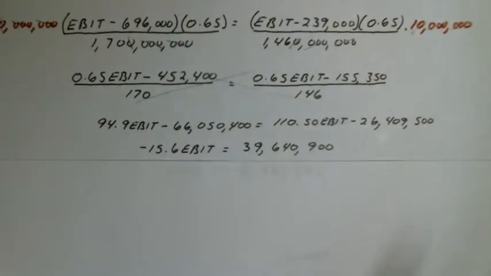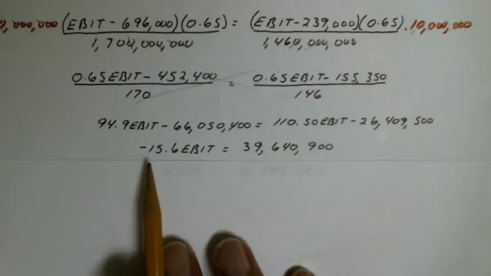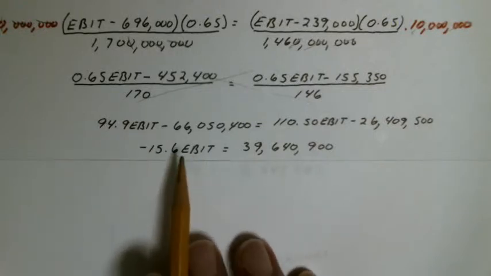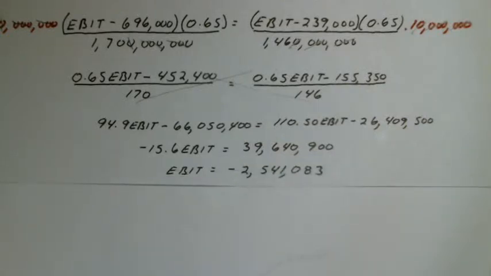Feel free to take a moment. I encourage you to do so, and with your paper, pencil, and calculator, make sure you get these results. We're almost home free. Again, EBIT is the unknown. So negative 15.6 times the unknown equals this number here. What will you do? Naturally, you know what to do. Divide both sides by negative 15.6. When you do, you have now solved for the earnings before interest and taxes.